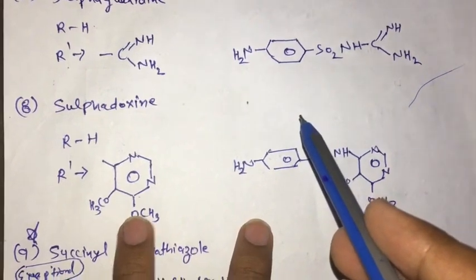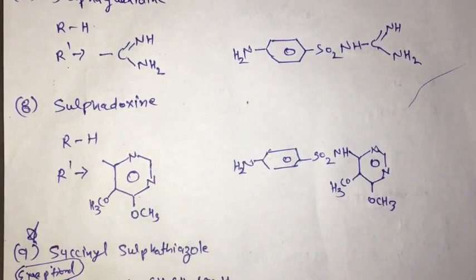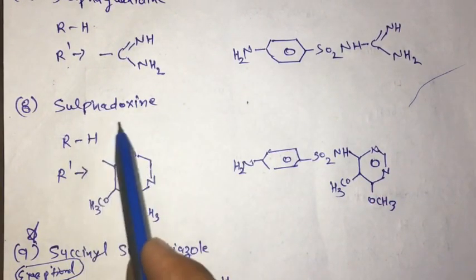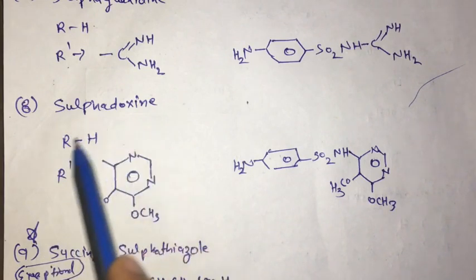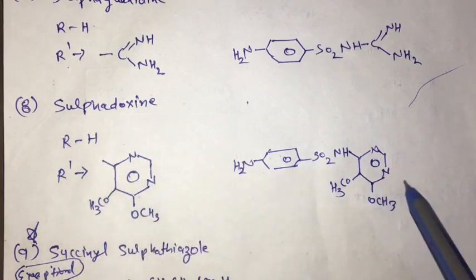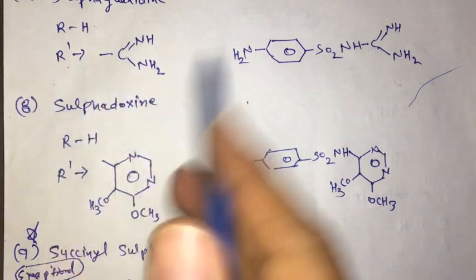Now next is eighth, which is sulfadioxine, in which R is the same and for R dash you have to use this, and if you add it in this, you get sulfadioxine.